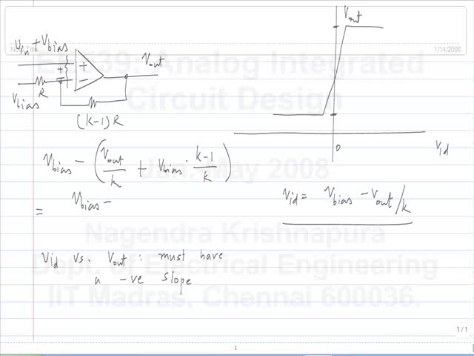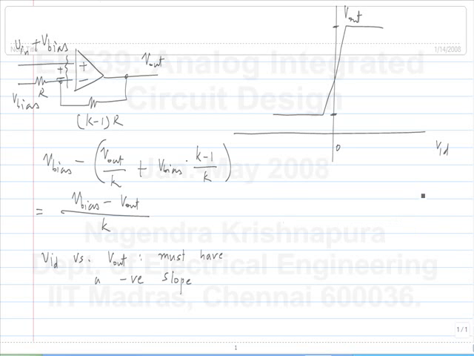So this was, and the same thing is here as well. So if you plot that on the same axis, you can of course write it as V out equals V bias minus K times VID. This is what VID is, the DC part of it. So it will have a negative slope of K, and it passes through the origin at V bias.